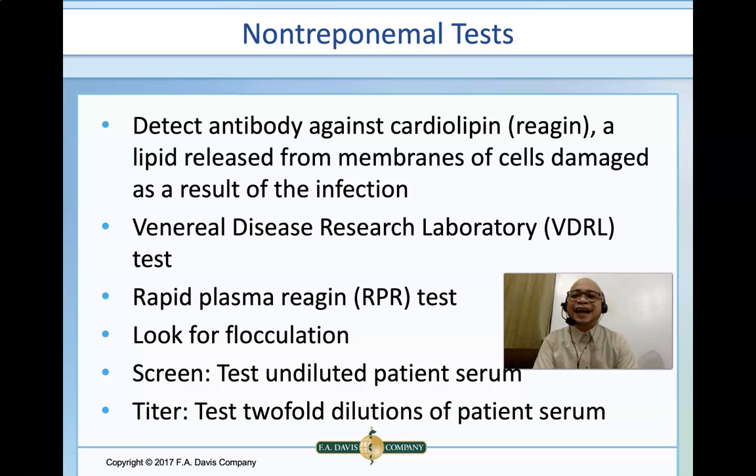A positive reaction in a non-treponemal test is flocculation. Contrary to many beliefs, flocculation is not an agglutination reaction; instead, we classify it as a precipitation reaction, a low-grade precipitation reaction. During the screening test, we use undiluted patient serum, and if the patient is positive, we can determine the titer using twofold dilution.